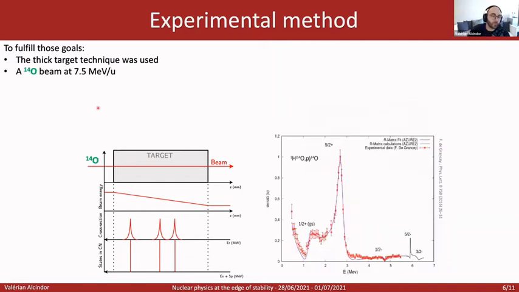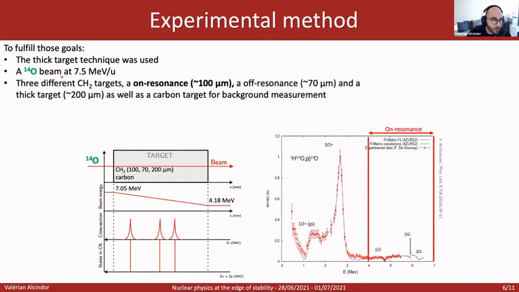Then, as I said, we were interested in fluorine 15, so we used an oxygen 14 beam of around 7.5 MeV, and we used several thicknesses of target to populate different states. The first and main target of the experiment was a target of around 100 micrometers, with which it was possible to populate states between 7 and 4 MeV in the center of mass. So we could measure the 3 minus, 5 minus, and again the 1 minus state.